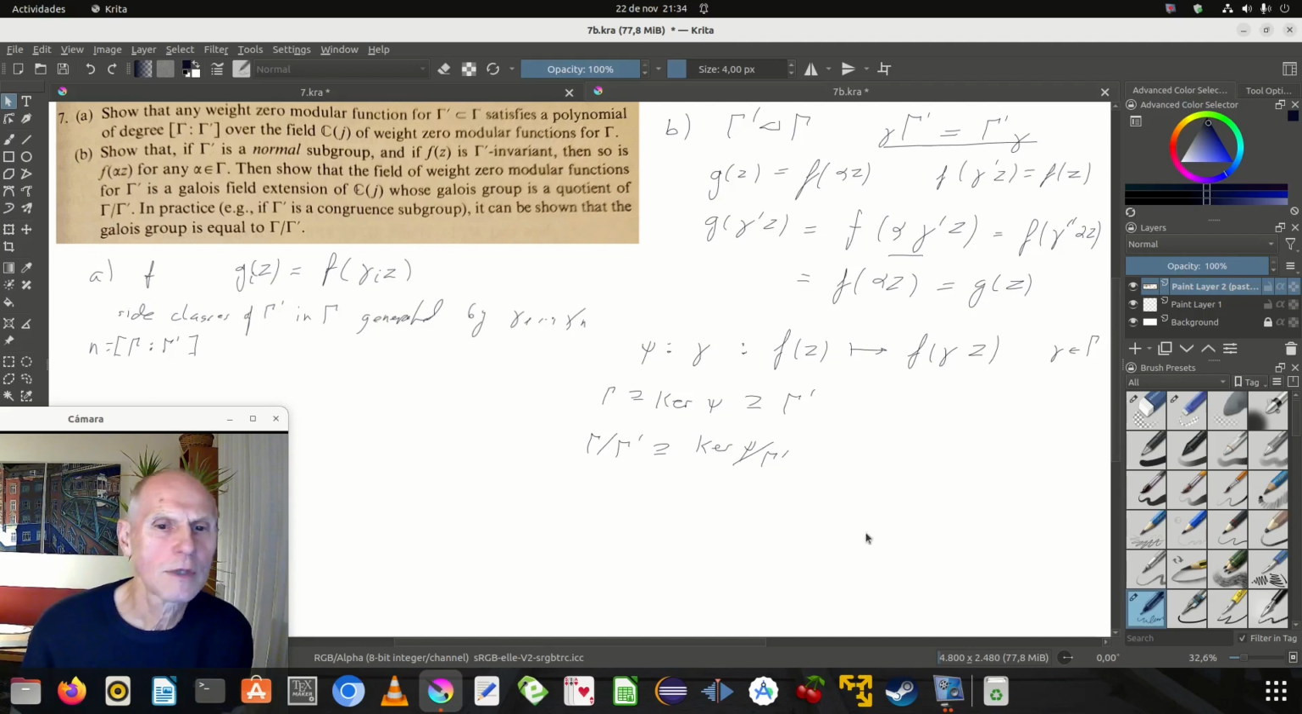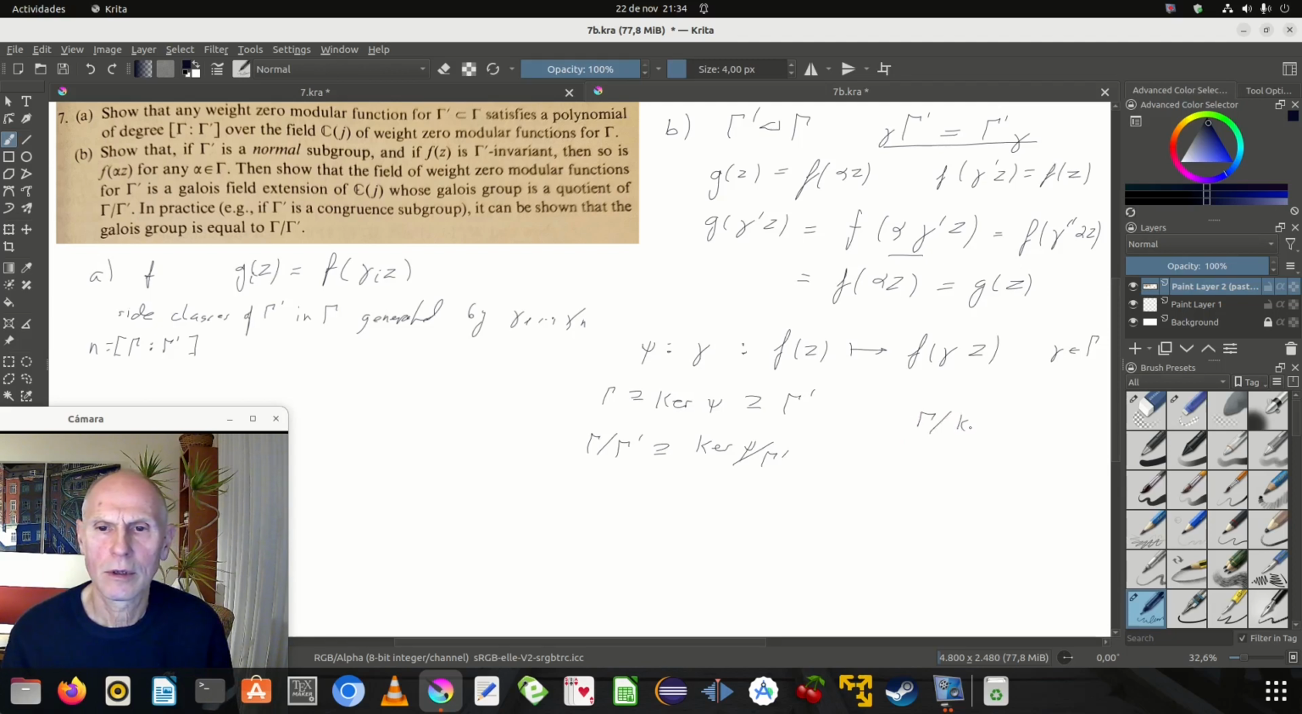A quotient, so yeah, that's what we should show. I don't know what they mean by quotient. Oh, the kernel, of course, is a normal subgroup. So the Galois group is gamma modulo the kernel, psi. There we go. All right. I believe that solves problem 7.